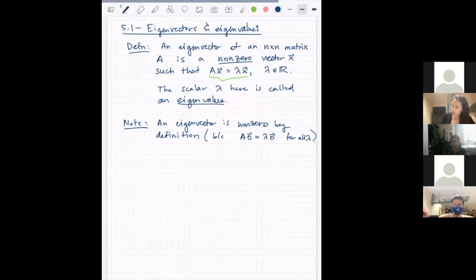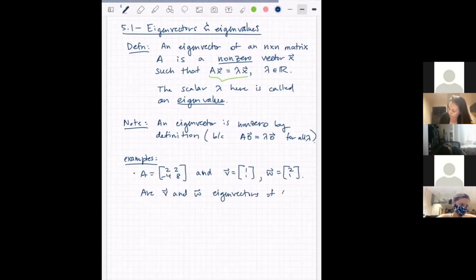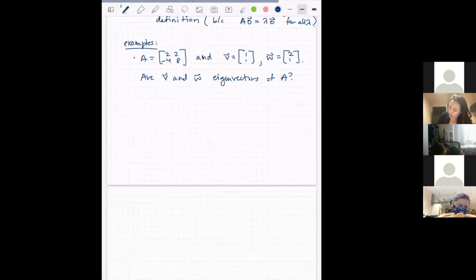Okay, so let's look at some examples. Consider the 2 by 2 matrix A, which is [2, 2; -4, 8], and the following vectors V and W. We're just going to check whether V and W are eigenvectors of A. To check this, we're just going to compute A times V.